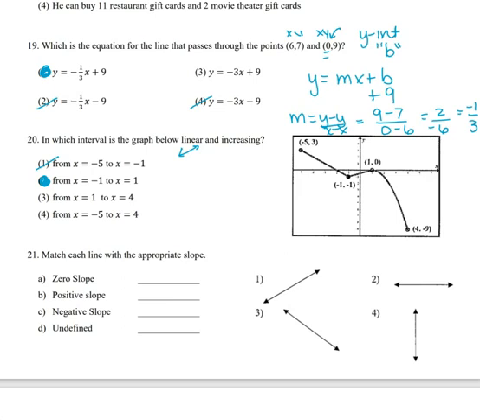And to conclude this video, it says, match each line with the appropriate slope. So when I have a 0 slope, it's going to be this flat line, which is line number 2. A positive slope, when I go left to right, it should be increasing, so it's line number 1. Negative slope, from left to right, it should be decreasing, so line number 3. And undefined is going to be my vertical line, so choice number 4.